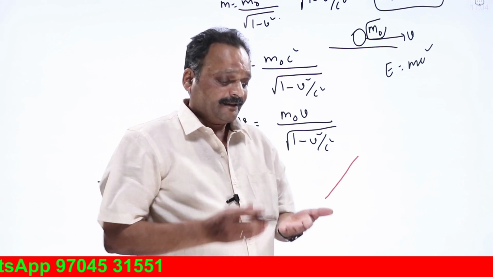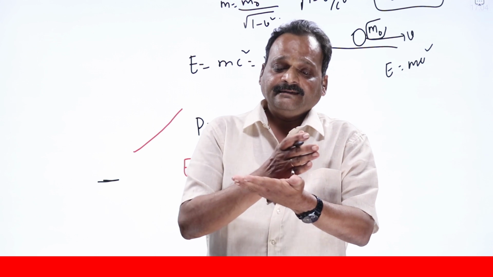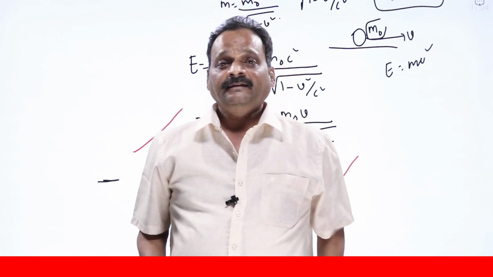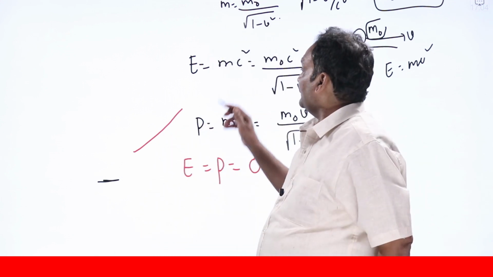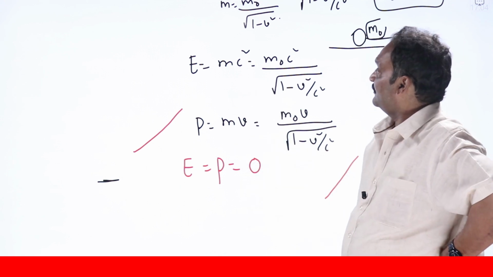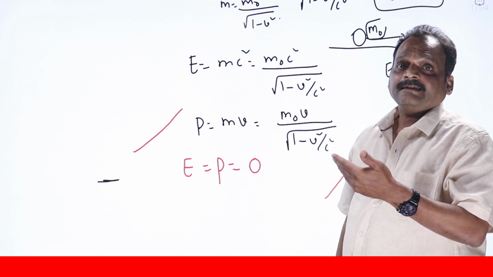When rest mass is 0, it means it is not having mass, it is not having momentum, it is not having energy. What does that mean? The particle does not exist. A zero rest mass particle should not exist, looking at these two equations. But we are seeing particles with zero rest mass.